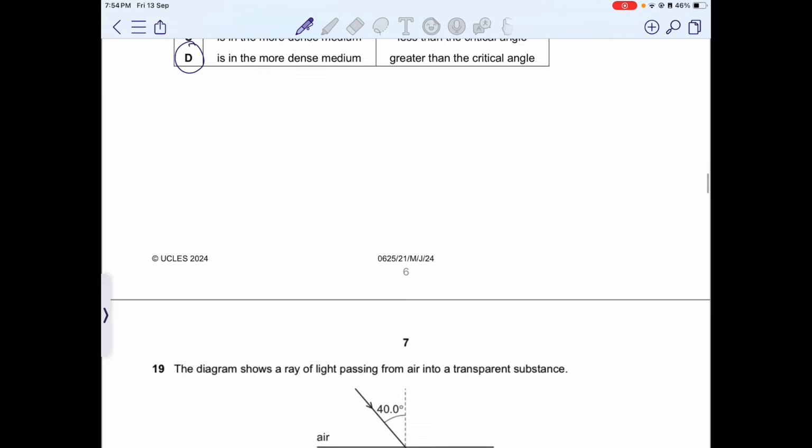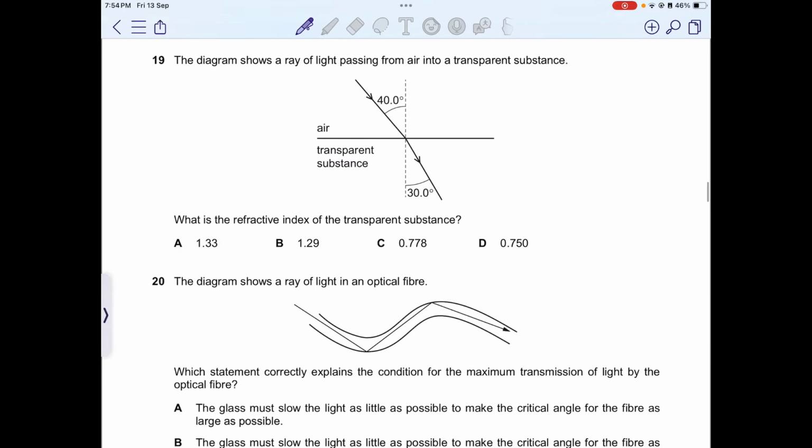Alright, now let's move on to question number 19. The diagram shows a ray of light passing from air into a transparent substance. What is the refractive index of the transparent substance? The refractive index is n, which is equal to sine i divided by sine r. So when you do this, i is the incident angle, sine of 40 over sine r, which is the refracted angle, sine of 30. When you put this in a calculator, sine of 40 divided by sine of 30 gives you 1.29. So you can take 19B.